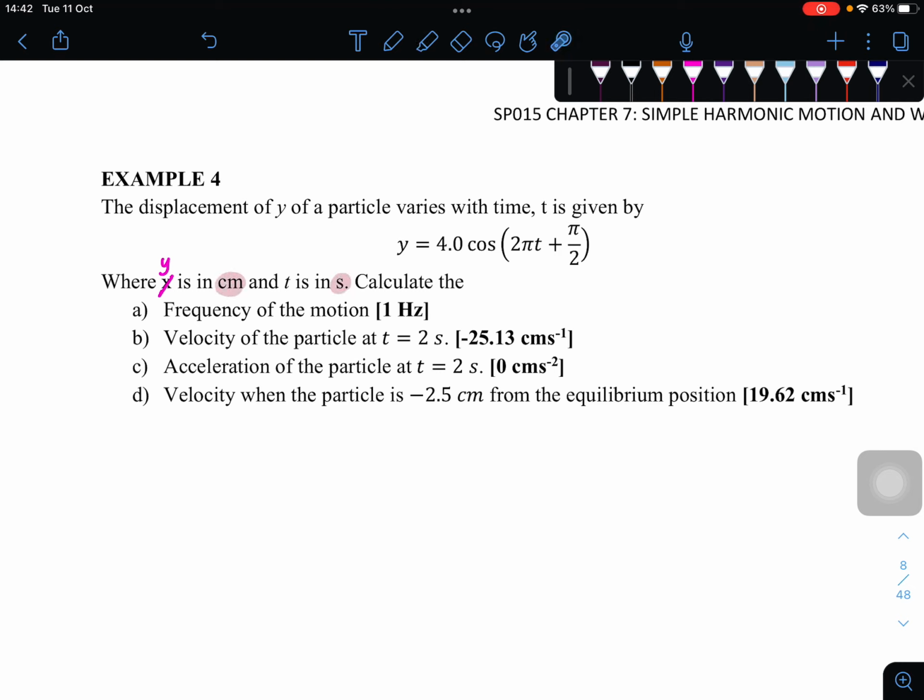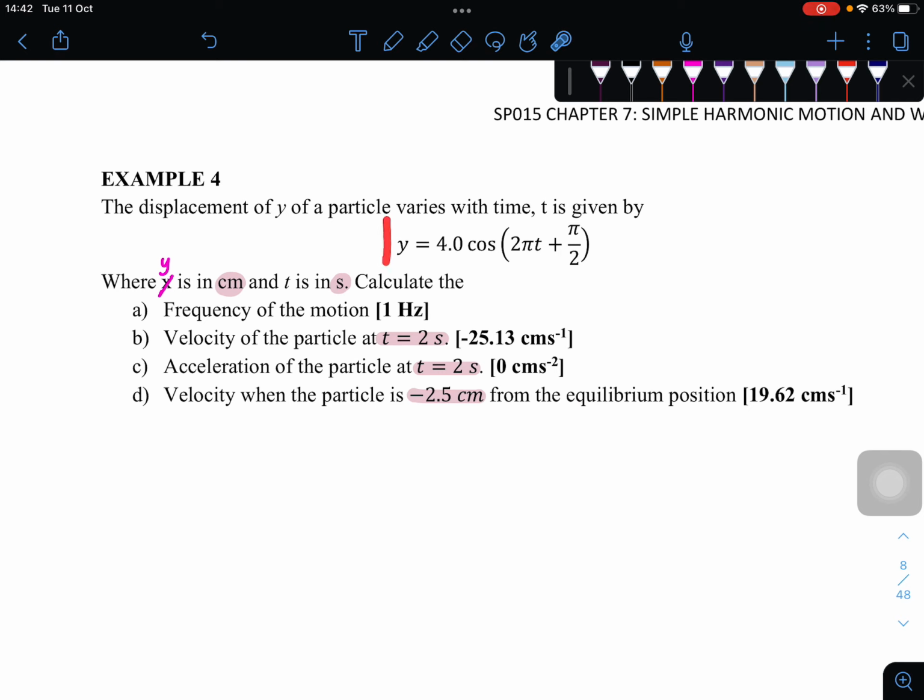Okay, calculate the frequency of the motion, the velocity of the particle at 2 seconds, the acceleration of the particle at 2 seconds, and then the velocity when the particle is at negative 2.5 from the equilibrium position.